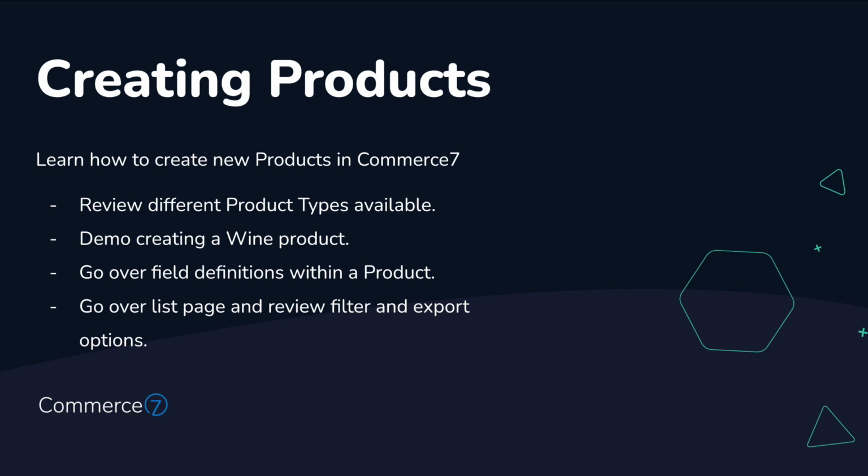In this video, we'll be reviewing the different product types available within Commerce7. We'll demo creating a wine product, so a bottle of wine. We'll go over the field definitions when you're creating a product. And lastly, we'll go over the product list page and review the different filters and export options available from that page. So without further ado, let's jump right to it.